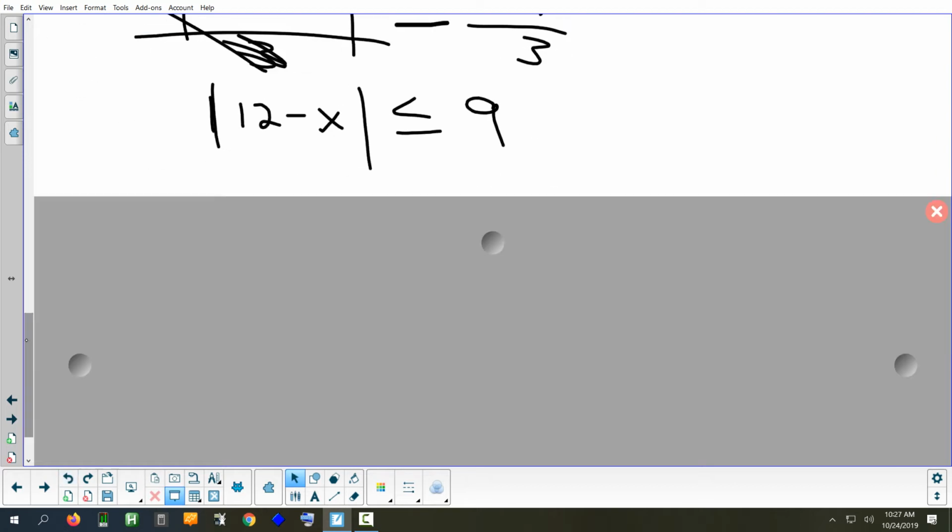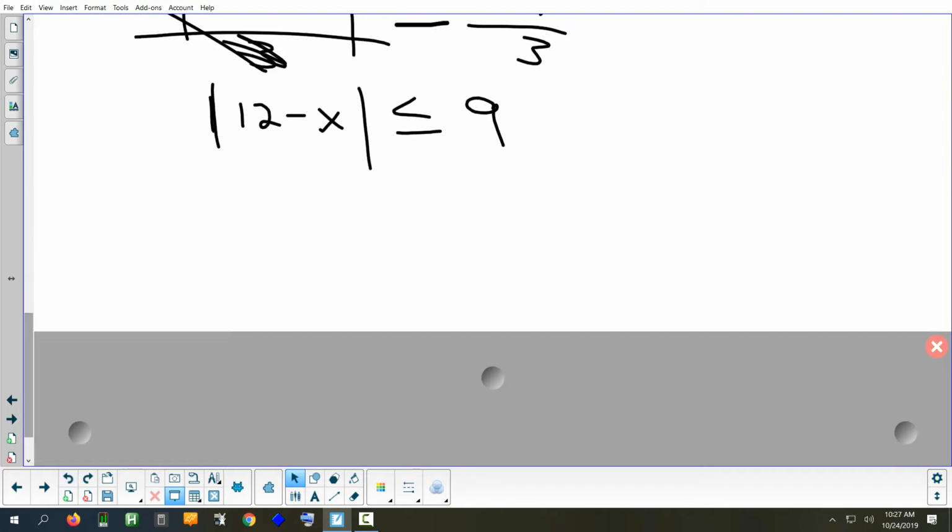Are the bars by themselves now? Yes. Okay, now we're ready to split it. What's my first one? 12 minus x is less than or equal to 9. Yep. Good. And my second one.